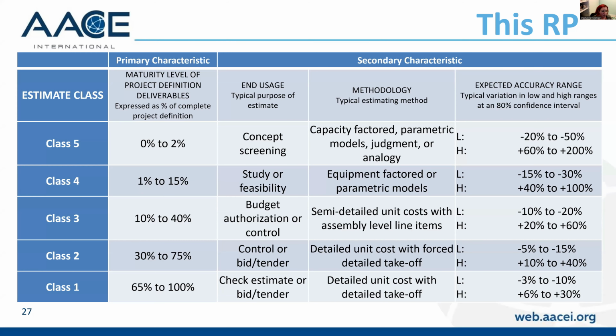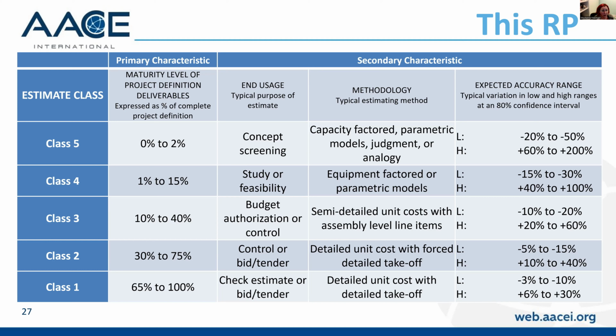So this is the new table in this particular RP. And for the estimators on the call, you'll see that these ranges are significantly different at the class 5 and 4 stage as compared to what you've previously seen, actually all the way through. That plus or minus value represents the typical percentage of variation at an 80% confidence of actual costs from the cost estimate after we've applied appropriate contingency, typically to achieve a 50% probability of project cost overrun or underrun for any scope.